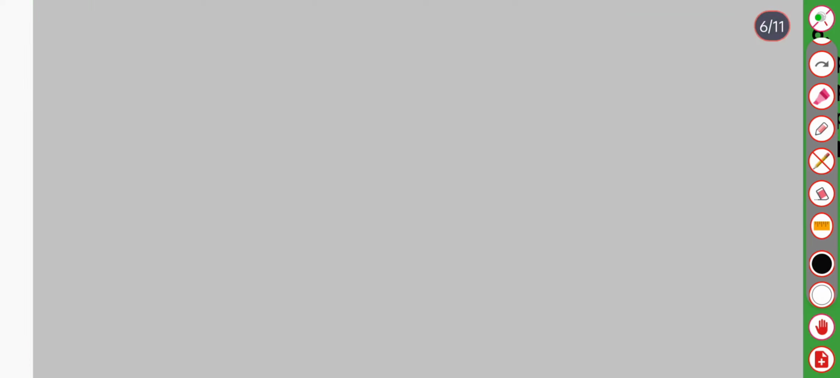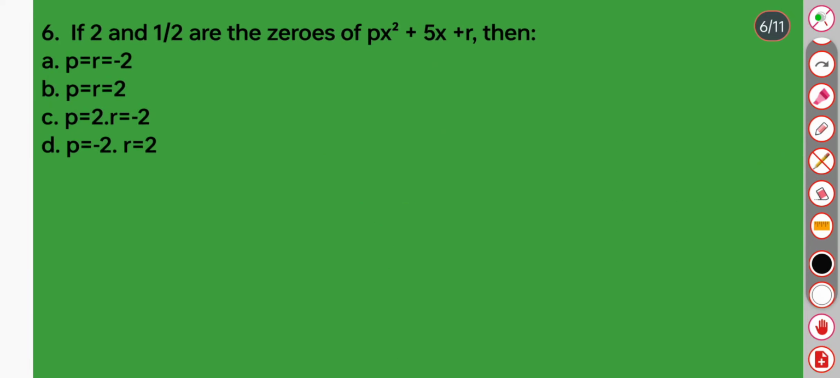Okay, so now let's solve the next question. See what is given. If 2 and 1 by 2 are the zeros of px square plus 5x plus r, then: p equal to r equal to minus 2; p equal to r equal to 2; p equal to 2, r equal to minus 2; p equal to minus 2, r equal to 2. That means we need to find the value of p and r. Our equation is px square plus 5x plus r.